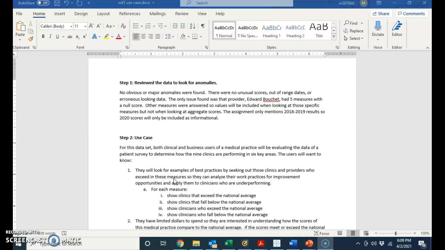And for this assignment, we'll be looking at data for a medical practice where it looks like they did some sort of patient survey, asked patients 6 different questions, and we'll be looking at the results of the data that came in for that survey.